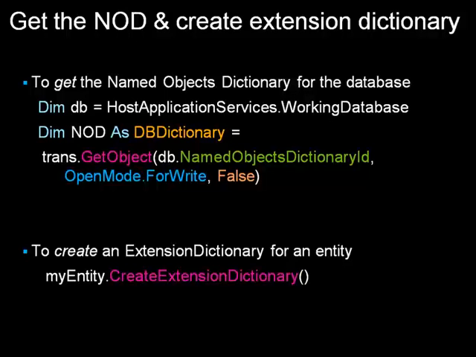Here are a couple of VB code snippets. The first one gets the named object dictionary, and it does this by getting the database and then using the getObject method of the transaction. Notice that you use the named object dictionary ID of the database for the object ID argument of getObject. This line of code will instantiate a variable named NOD as a DBDictionary. The second snippet shows how to create an extension dictionary by using the create extension dictionary method of the entity.